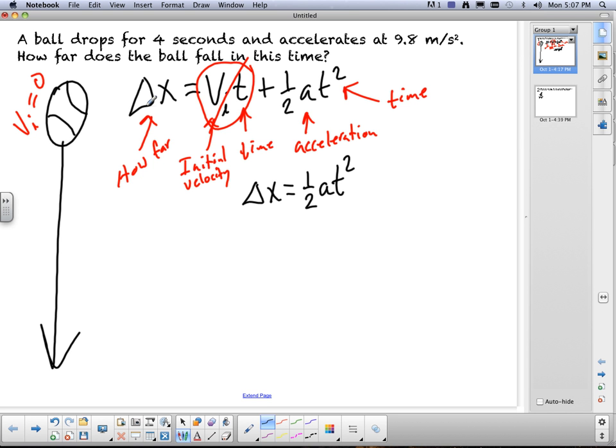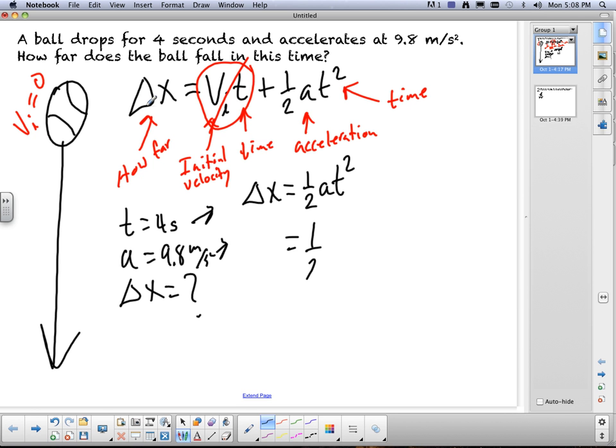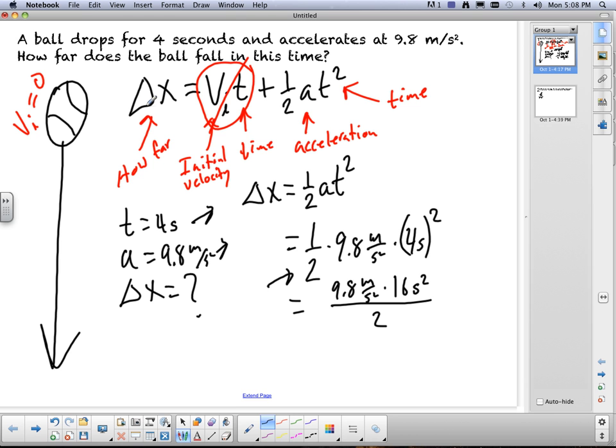So we know that our time is 4 seconds, our acceleration is 9.8 meters per second squared, and we need to find our delta x. All we have to do is plug these values into that equation. So I get 1/2 times 9.8 meters per second squared times 4 seconds, and this whole thing is squared. That becomes 16 seconds squared. Writing that out, I get 9.8 meters per second squared times 16 seconds squared, divided by 2. That's the 1/2, which divides it all by 2.